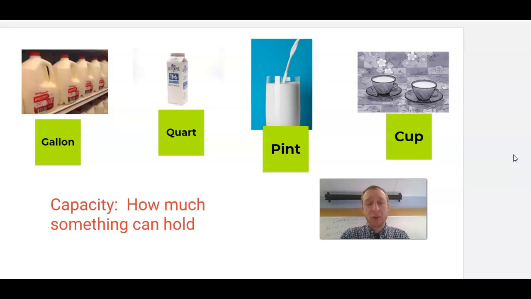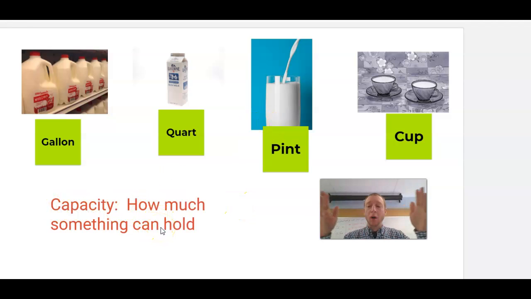Yesterday, we were converting between units of length, right? Inches, feet, yards, and miles. Today, we're going to do something very similar, but we're going to be converting between units of capacity. What is capacity? Well, capacity is how much something can hold, right?